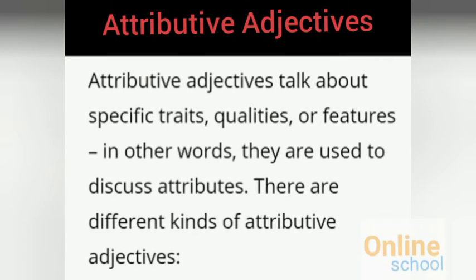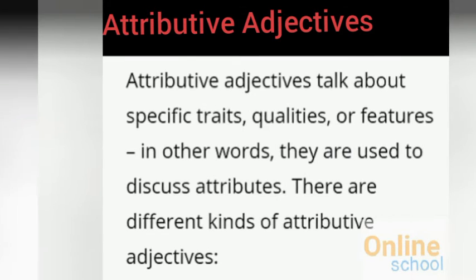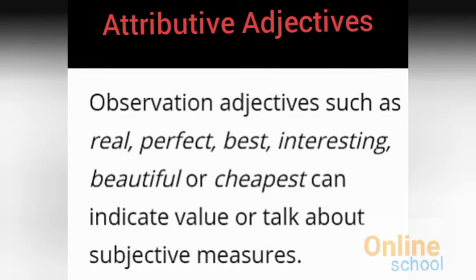Now let's discuss attributive adjectives. Attributive adjectives talk about specific traits, qualities or features. In other words, they are used to discuss attributes. There are different kinds of attributive adjectives. Observation adjectives such as real, perfect, best, interesting, beautiful, or cheapest can indicate value or talk about subjective measure.